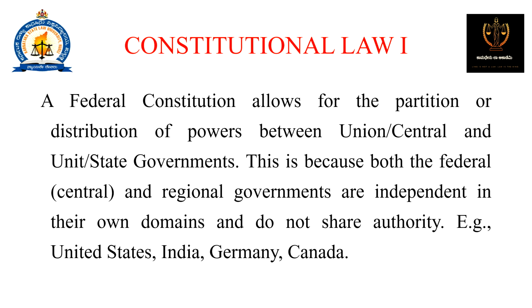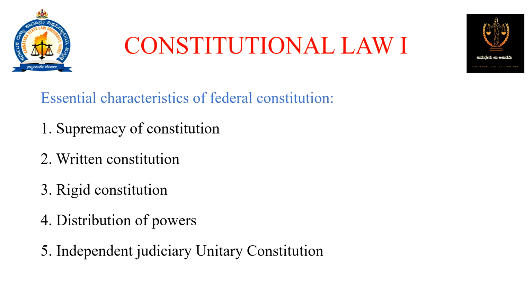A federal constitution allows for the partition or distribution of powers between the union or central government and the unit state governments. This is because both federal and regional governments are independent in their domains and do not share authority. Example: United States, India, Germany, and Canada. Essential characteristics of a federal constitution: supreme constitution, written constitution, rigid constitution, distribution of power, independent judiciary.